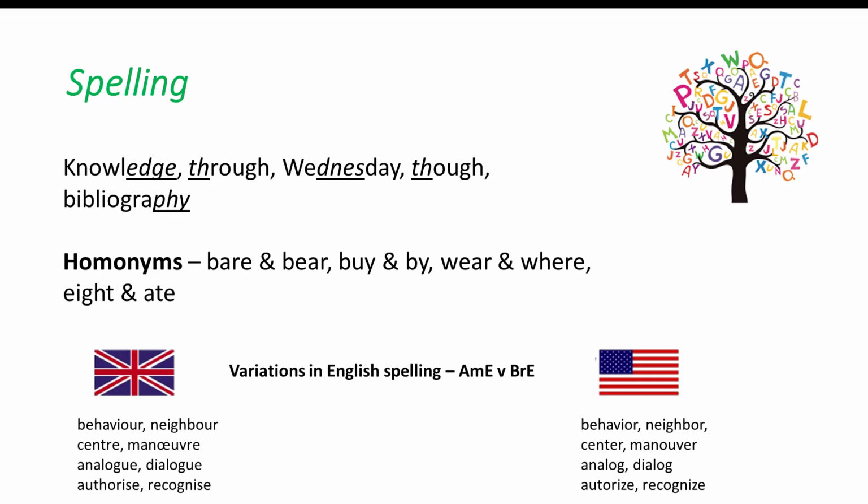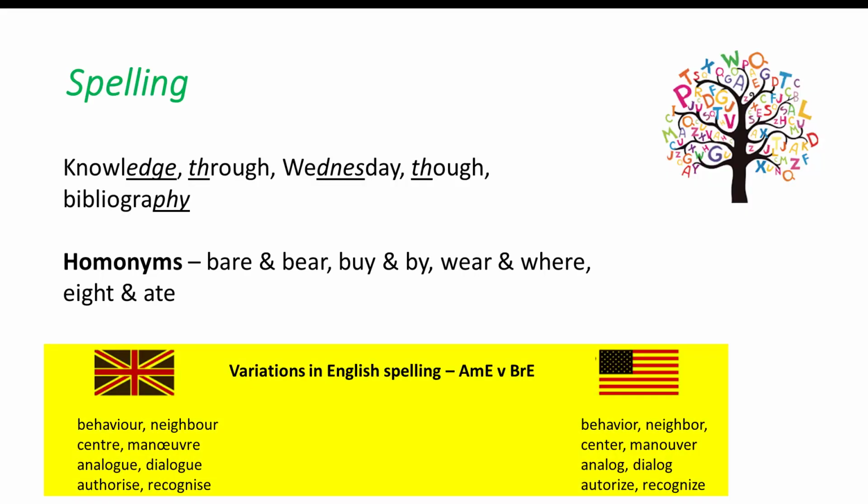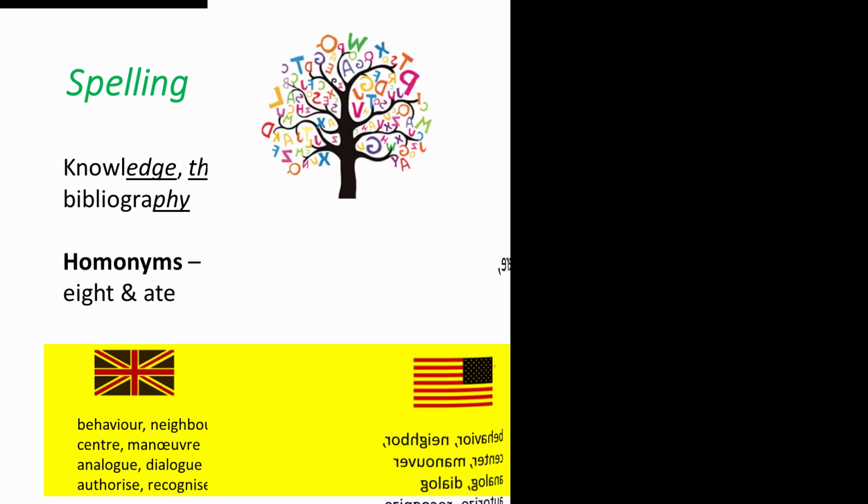It is also useful to know that some words have the same pronunciation but different meanings. These words are called homonyms. For example, bear and bear, buy and buy, wear and wear, ate and ate. Knowing that these words exist can help you avoid potential confusion or misunderstandings. Finally, you should be aware that there are some differences in terms of spelling between American and British English. Here are some examples. Behavior, neighbor, center, maneuver, analog, dialogue, authorize, recognize.